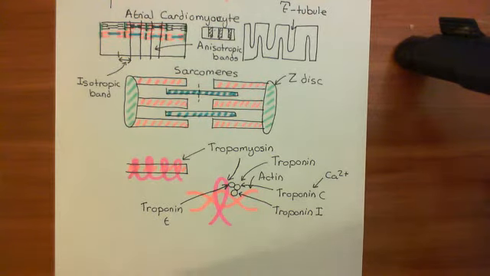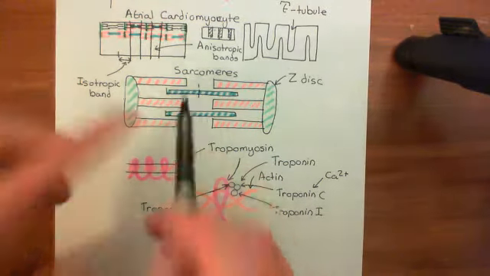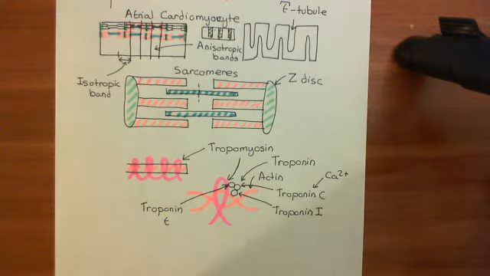So the myosin heads can now bind to the active sites, and the cross-bridge cycling process, the process of the myosin heads climbing up the actin filament and pulling the actin filaments inwards, this can now begin, and hence contraction can begin. So that's how a rise in intracellular calcium can then lead to the contraction of cardiomyocytes.